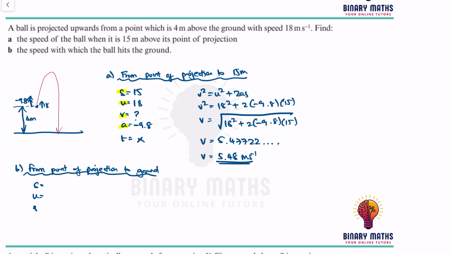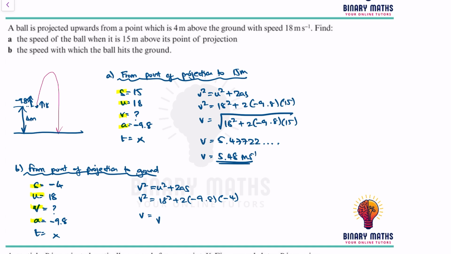So because it lands 4 meters away from the starting point, 4 meters below the starting point, then the displacement is -4. Initial speed is 18. We're trying to find the final speed when it hits the ground. Acceleration is minus 9.8. We don't know what t is. So we've got S, U, V, and A, which means again V squared is equal to U squared plus 2AS. V squared is equal to 18 squared plus 2 times minus 9.8 times minus 4.